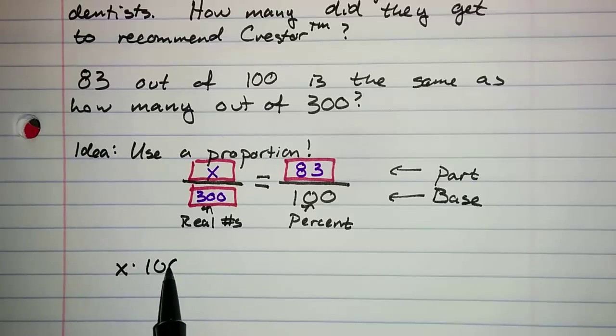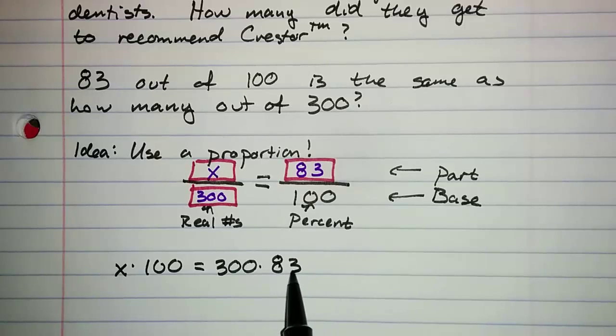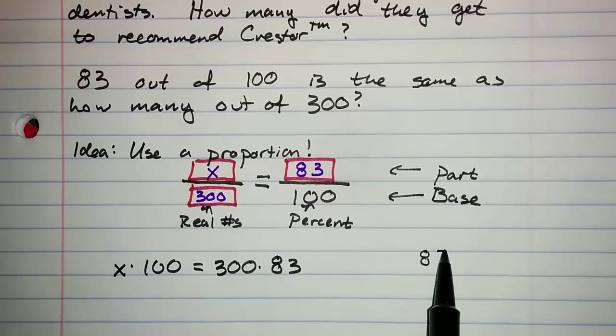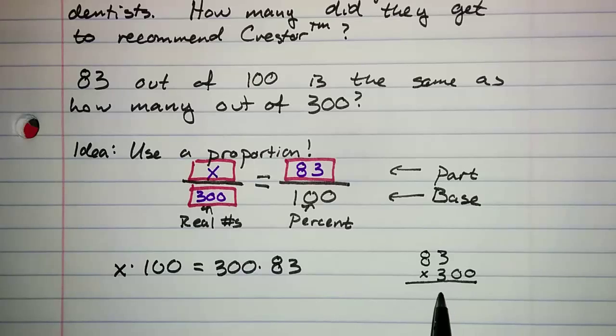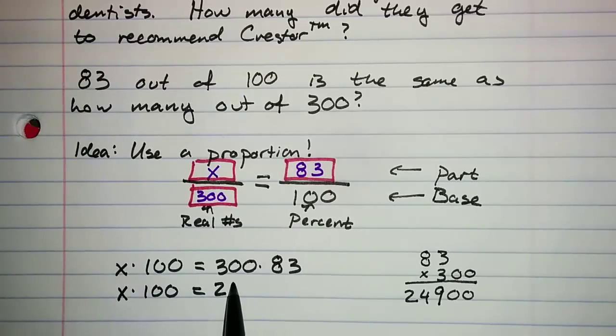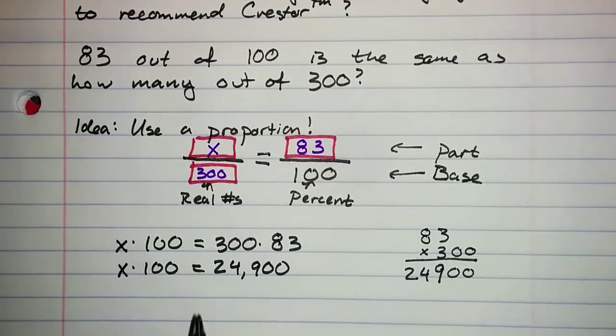So we'll solve this proportion. X times 100 is 300 times 83. Do this multiplication. 83 times 300. 3 times 3 is 9. 3 times 8 is 24. Throw in some zeros. We'll get x times 100 is 24,900.